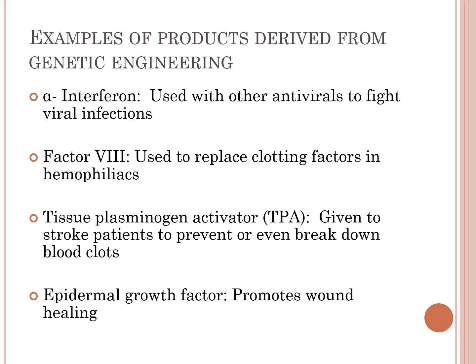Tissue plasminogen activator is another product made from genetic engineering or the use of restriction enzymes, and TPA can be given to stroke patients to prevent further strokes or break down blood clots. And then another example of genetic engineering or the use of restriction enzymes would be epidermal growth factor, which promotes wound healing, especially in burn centers.